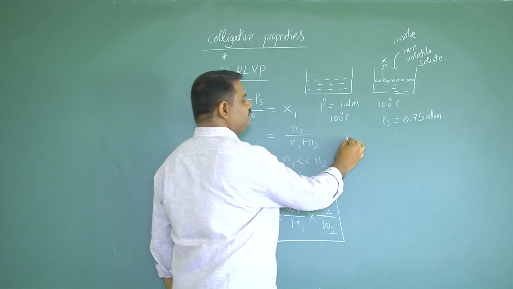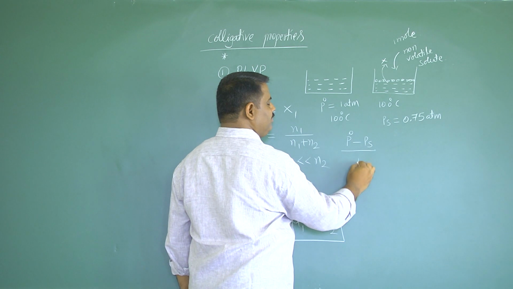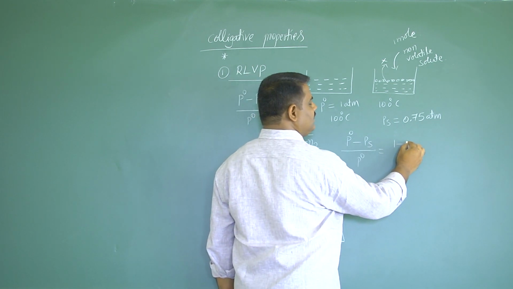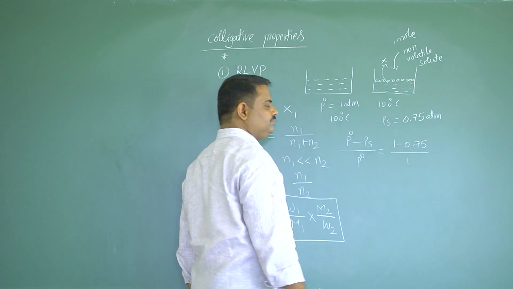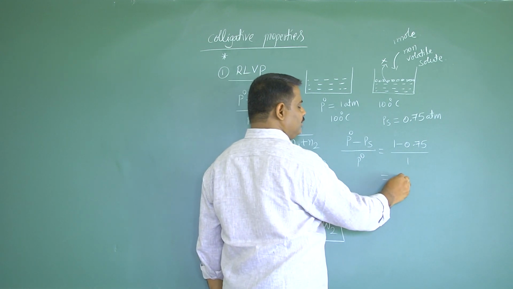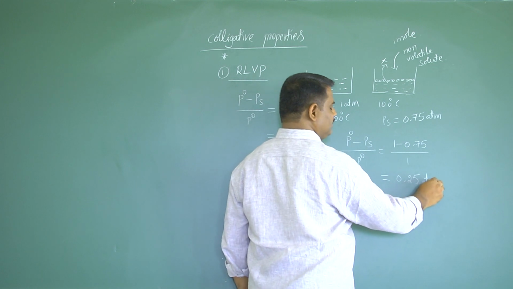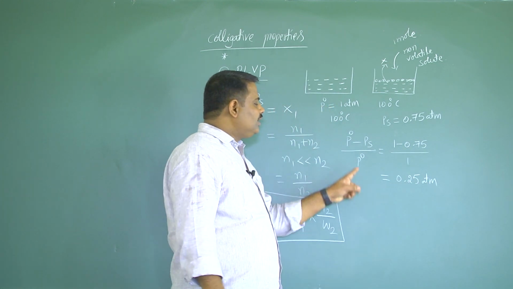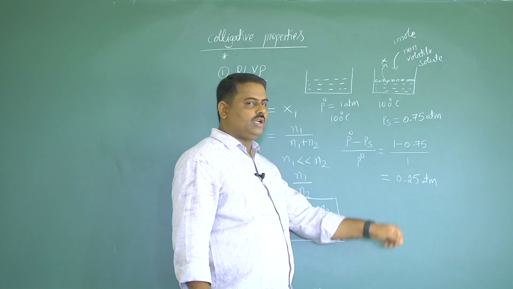Now here (P naught minus Ps) by P naught is equal to (1 minus 0.75) by 1. Now the decreased value is 0.25 atmospheres. Now here relative lowering of vapor pressure is 0.25 atmospheres.